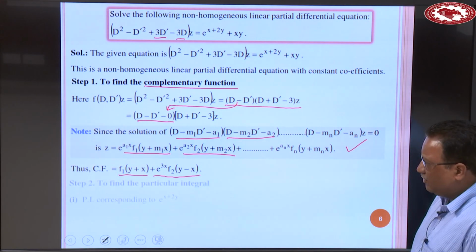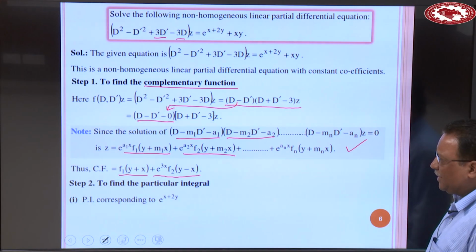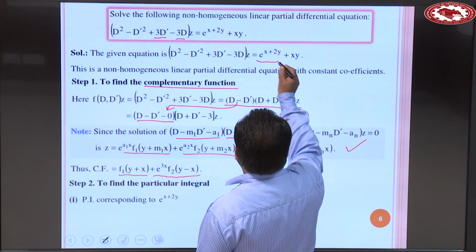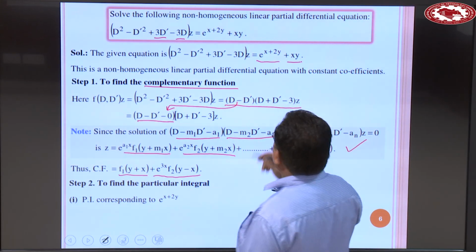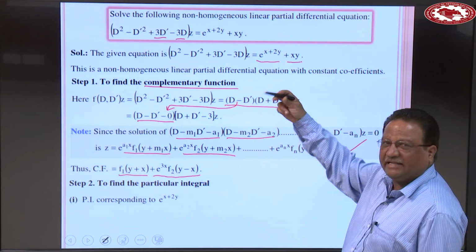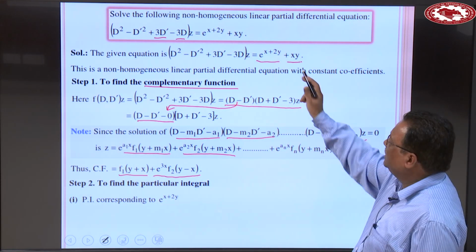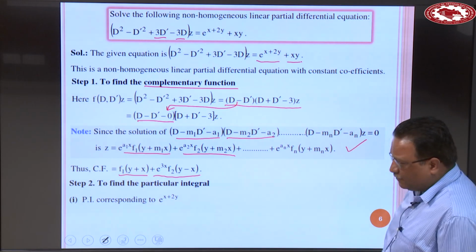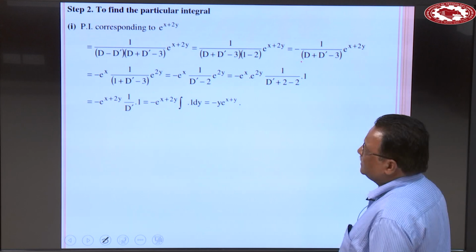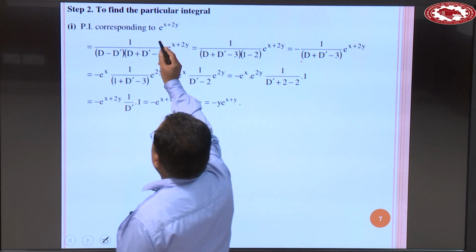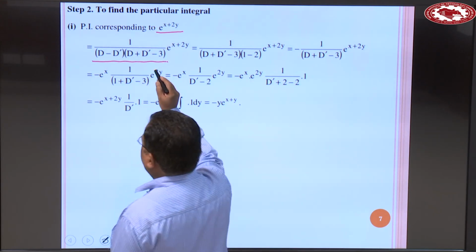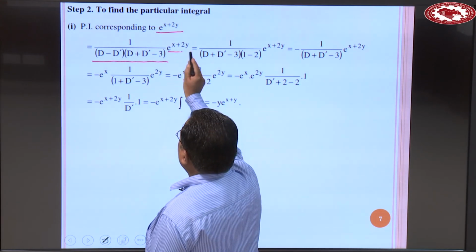Okay, now the second step is how can we evaluate the particular integral. So we have two terms. The first term is e raised to power x plus 2y, and the second term is xy. So first calculate the particular integral corresponding to this term, and then the particular integral corresponding to xy. First, calculate the particular integral corresponding to e raised to power x plus 2y, which means 1 divided by f(D, D') applied to capital F(x, y).